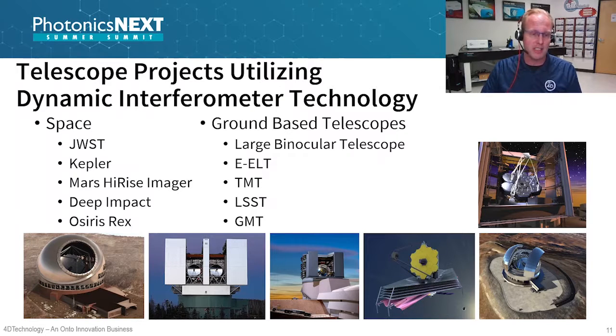anywhere from the James Webb Space Telescope to the European Extremely Large Telescope to the GMT, where they've utilized the dynamic interferometer capability in order to perform measurements during assembly of components, during polishing and check of components, to really enable them to monitor and maximize the performance and the accuracy of components within those systems.